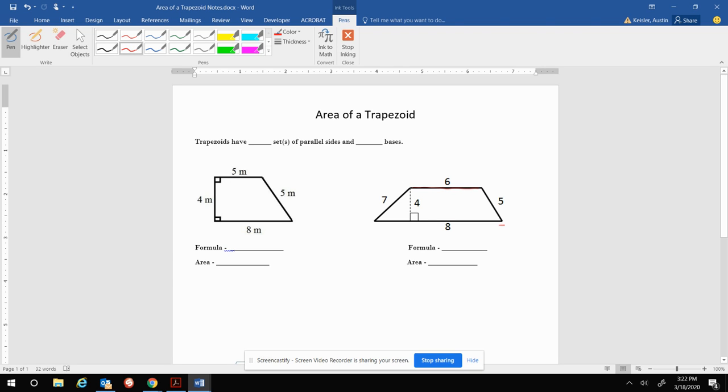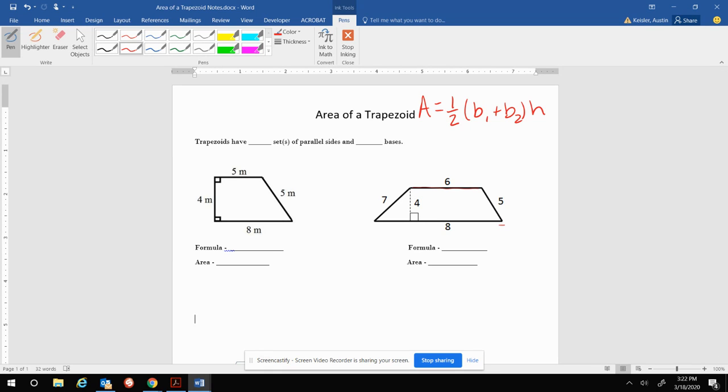Hey, we're going to look at area of trapezoids today. You might have done this before spring break. You might have not done it before spring break. We're going to review it regardless. Our formula for a trapezoid looks really complicated, but it's really not. It's basically the same formula for a triangle. It's just got one little step right before it.